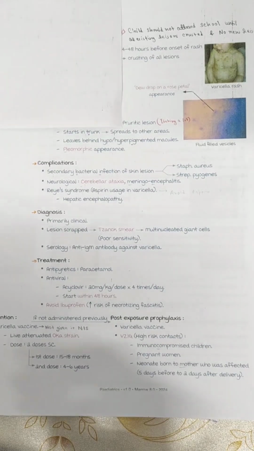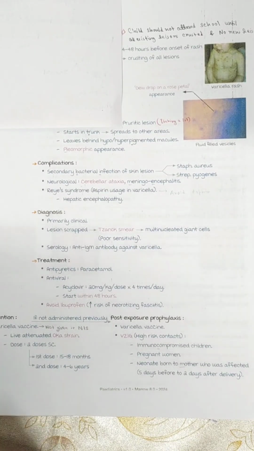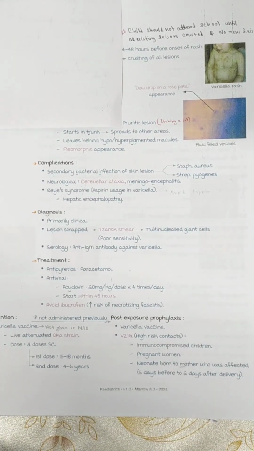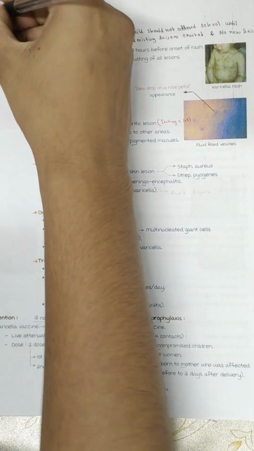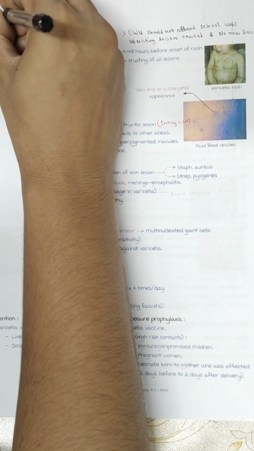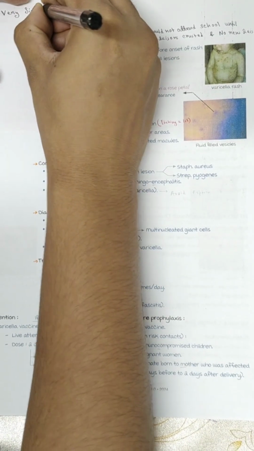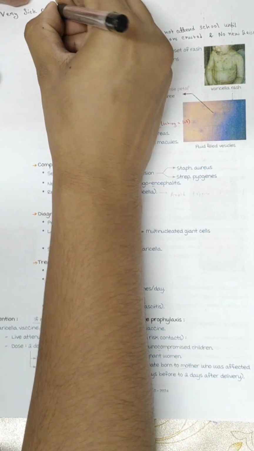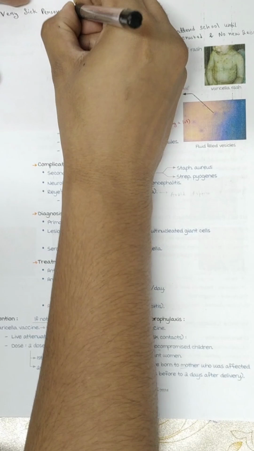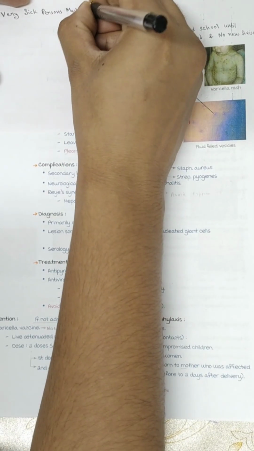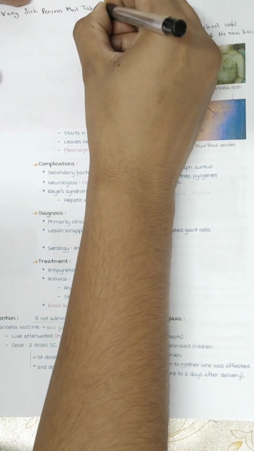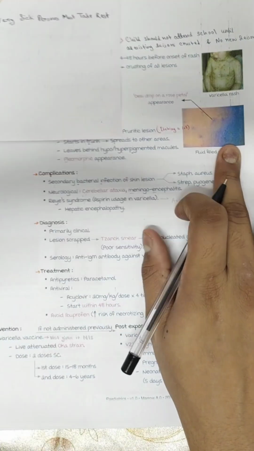Let's start with common childhood infections. To remember the dates, there's a mnemonic named: Very Sick Persons Must Take Rest. Okay, now what to do?